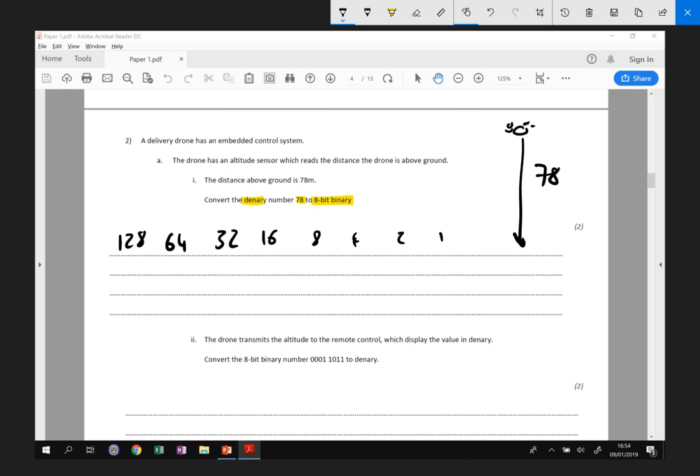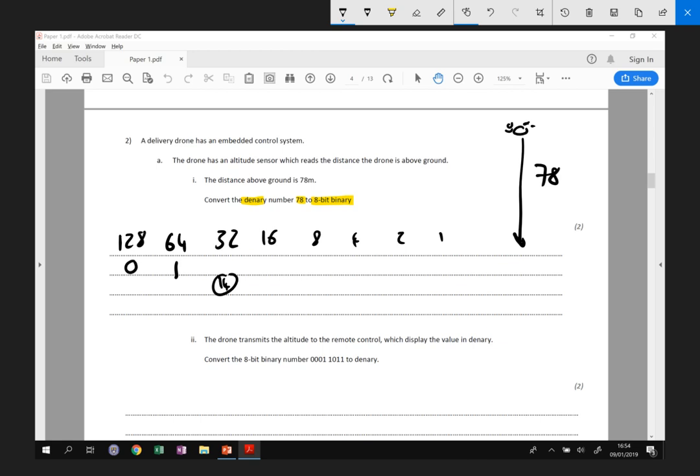Then we need to work out what combination of these numbers we need to add together to get to 78. And if we need to add those numbers together, we put a 1 underneath. For example, 128 is too big. It's bigger than 78, so we don't want 128. We do want and we need 64 to get to 78. If we've got 64, how many more do we need to get to 78? That's the same as asking what's 78 minus 64, so that's 14. If we've got 64, we need 14 more to get to 78.